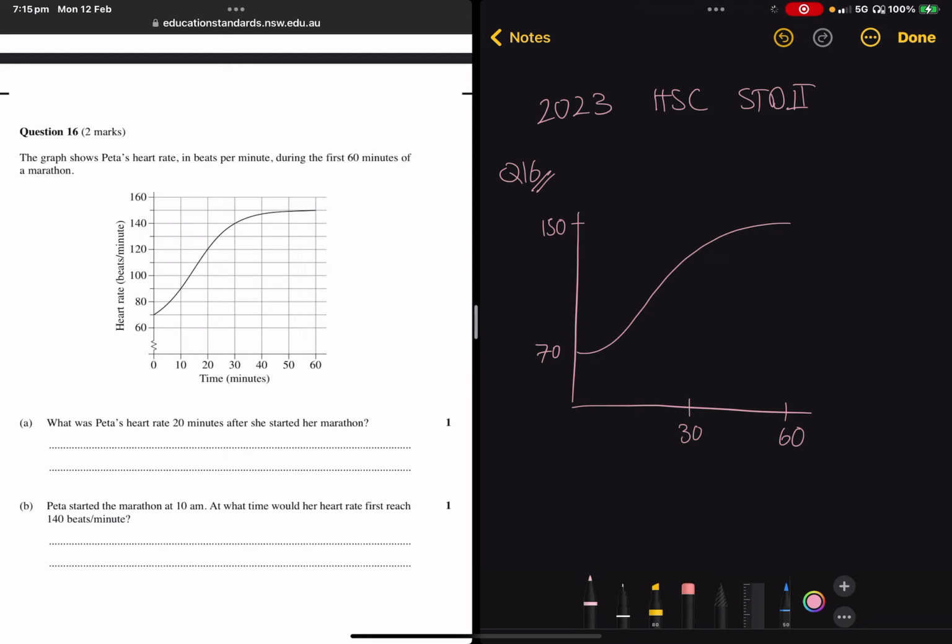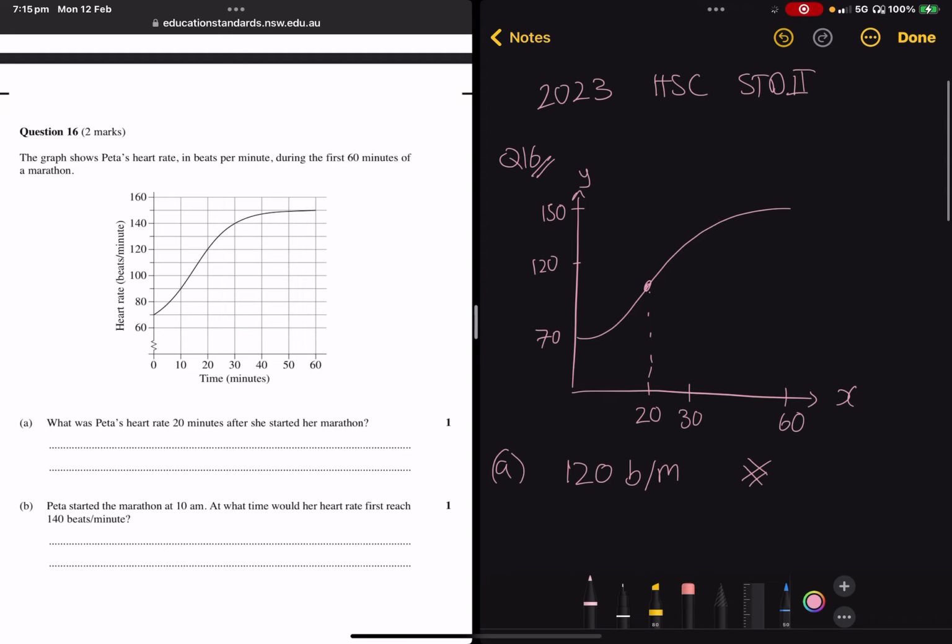So what was Peter's heart rate 20 minutes after she started? Okay, so we're looking at 20 along this x-axis. If we trace this up, we can see that 20 gives us about 120 on the y-axis. So this is the y. So for part A, the answer is 120 beats per minute. So 120, and this is beats per minute. So this is what we're after for part A.